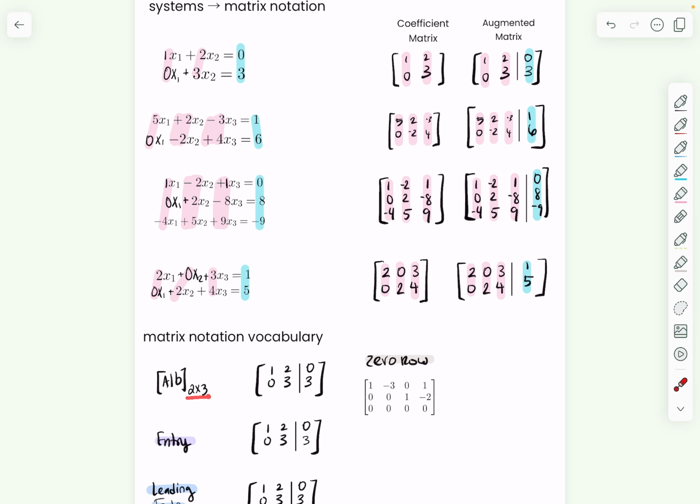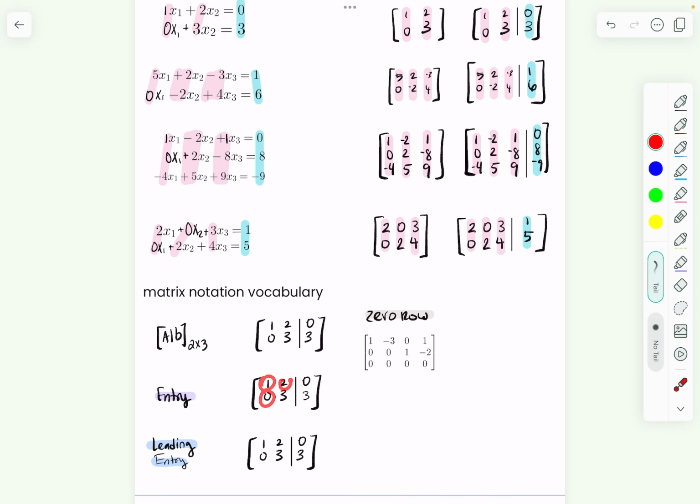And then these are the dimensions of a matrix. It just tells you the number of rows and the number of columns. So this is a 2 by 3 matrix, meaning there are 2 rows and 3 columns: 1, 2, 3 columns. That is the way that we denote this matrix. Now, every single thing you see in a matrix, we call an entry. So this is an entry, this is an entry, and so are these.